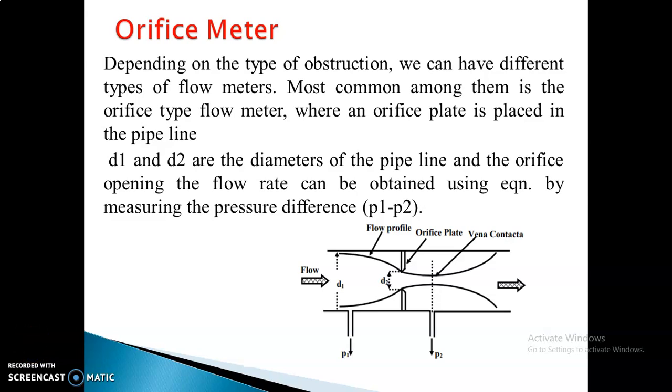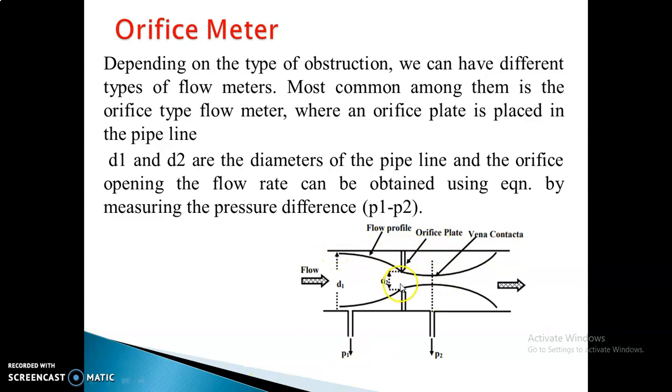Orifice meter. The orifice meter is a type of flow rate sensing device. An orifice plate is placed in the path of the fluid flow. That is the reason the orifice meter is called an obstruction flow meter. Depending on the type of obstruction, we can have different types of flow meter. The most common among them is the orifice type flow meter, where the orifice plate is placed in the pipeline.